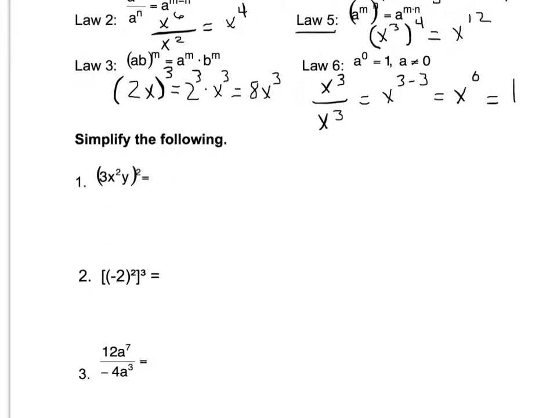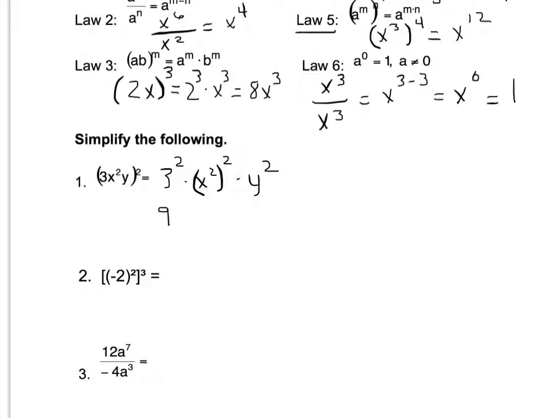The first one, in parentheses, we have 3x squared times y, and the entire thing is raised to the second power. How many different factors do you see in that parentheses? I hope you see 3. We have the constant 3 times x squared times y. All of that's being raised to the second power. So that means we have 3 squared times x squared raised to the second power times y raised to the second power. Now if we clean this up, 3 squared is 9.